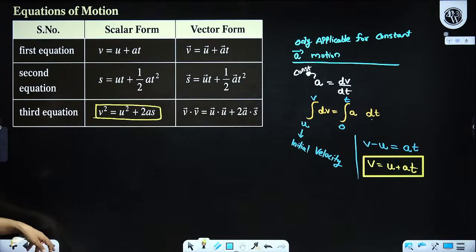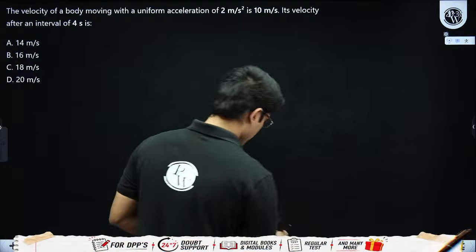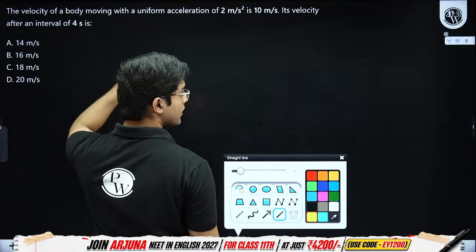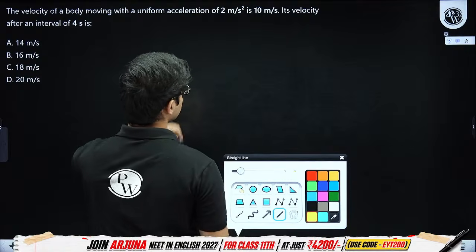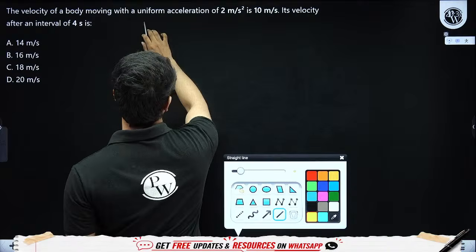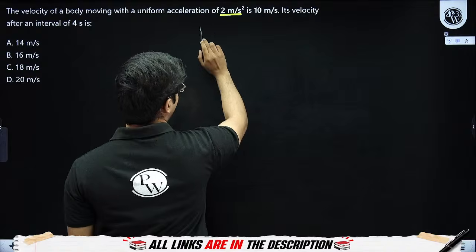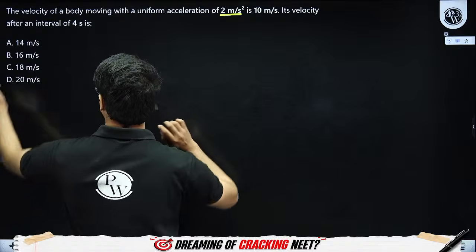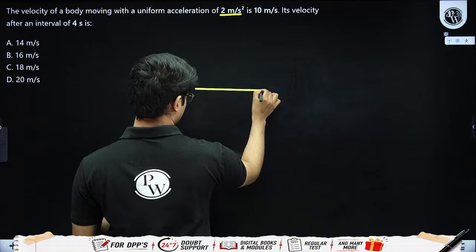Yes, now we can continue then. So now we'll discuss how to apply those three equations. I'll speed up a little bit, because it's already 8:30. The velocity of a body moving with a uniform acceleration of 2 meters per second square is 10 meters per second. So whenever you see uniform acceleration, only then use those equations. What happens to the velocity after 4 seconds? So just apply that equation.